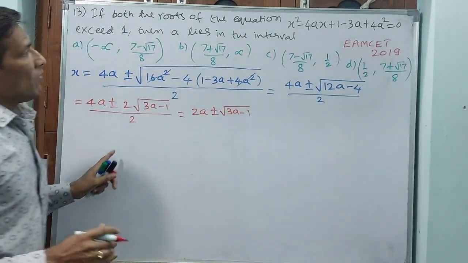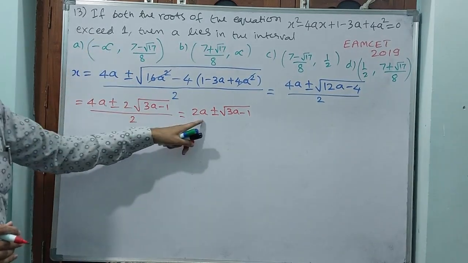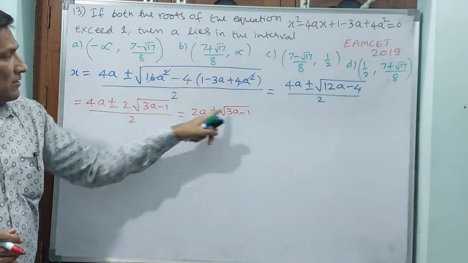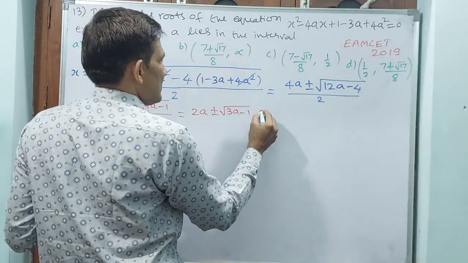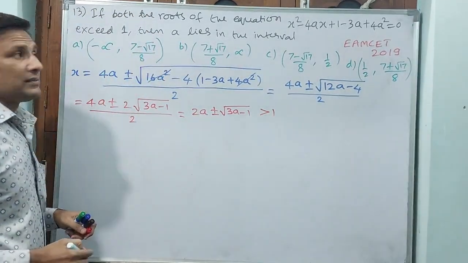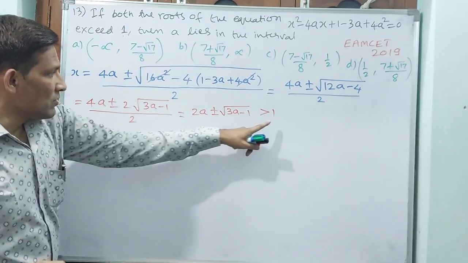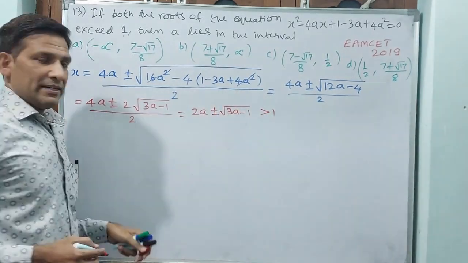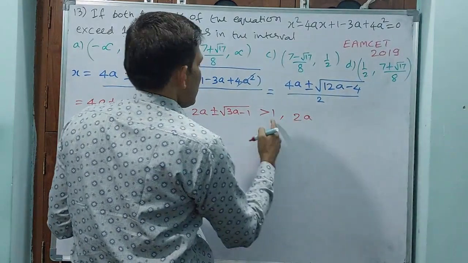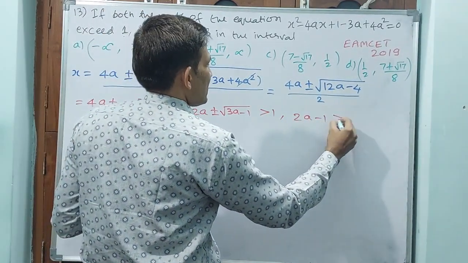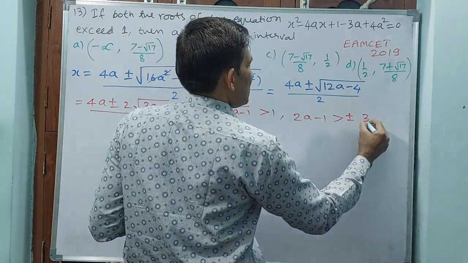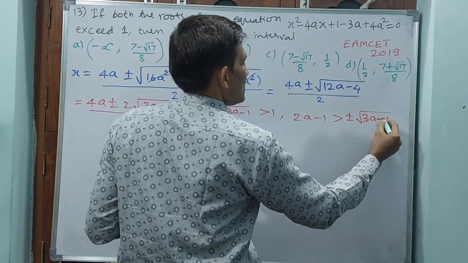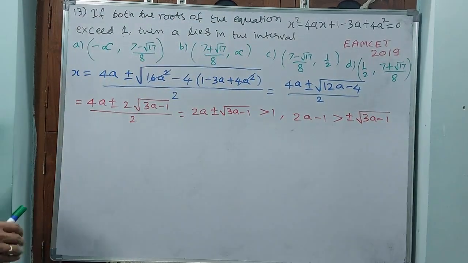Here what happened: both roots, 2a plus root 3a minus 1 and 2a minus root 3a minus 1, both exceed 1, meaning greater than 1. That means this is greater than 1. Now you set this side and that side. 2a, if it goes this side, minus 1, but this side greater than only; you keep the plus or minus like this only, 3a minus 1 under root.